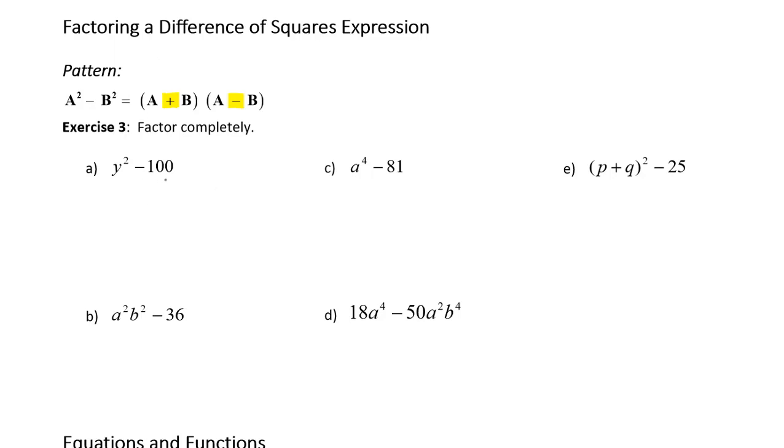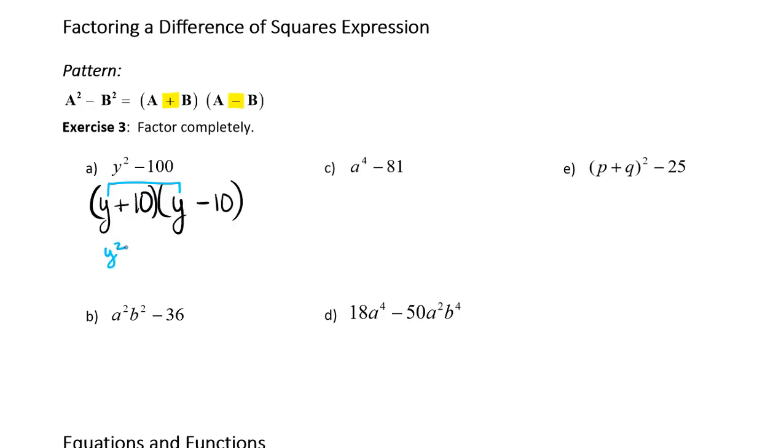We have y squared minus 100. This is a perfect square minus another perfect square. So this will always factor to y plus 10 and y minus 10. If you want to check it, go ahead and FOIL it back. In fact, let me just do that for you right now.